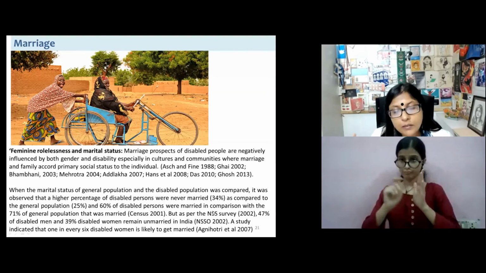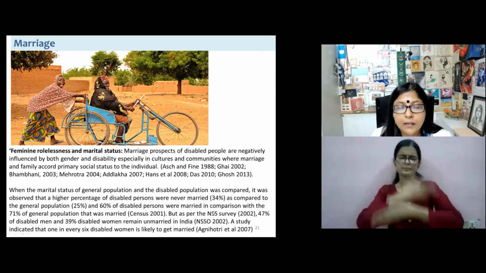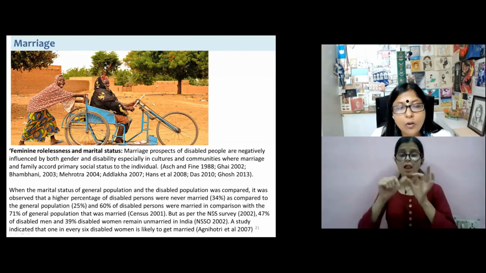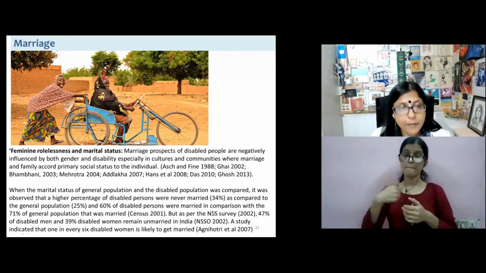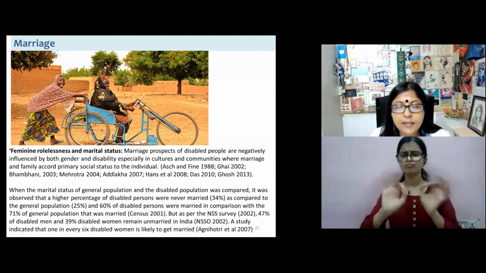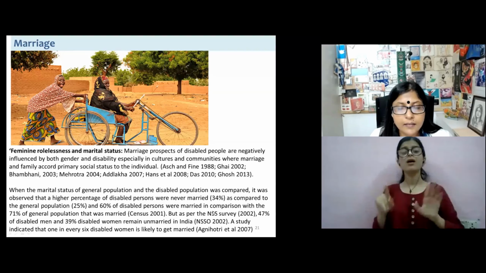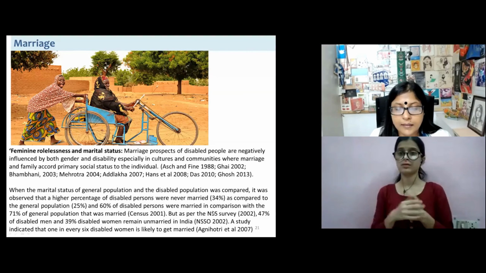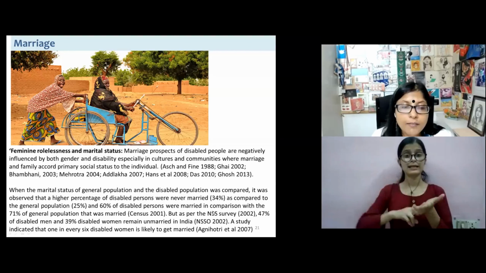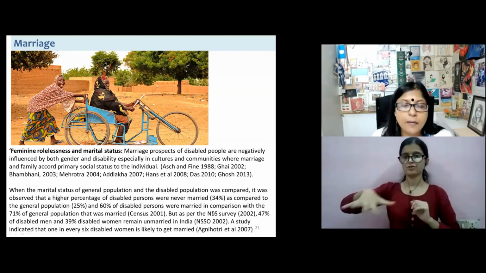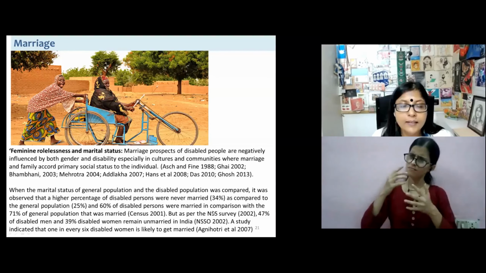Disabled men, Adlakha says, prefer to marry non-disabled women as an act of compensation for their impairment because society equates disability with individual invalidation and social disenfranchisement. Of course, she was looking at the NCR region. Now, even when the parents do manage to get the girls married after giving a lot of dowry, writes Anita Ghai, to compensate for the defective status, the stigma of disability always looms large.